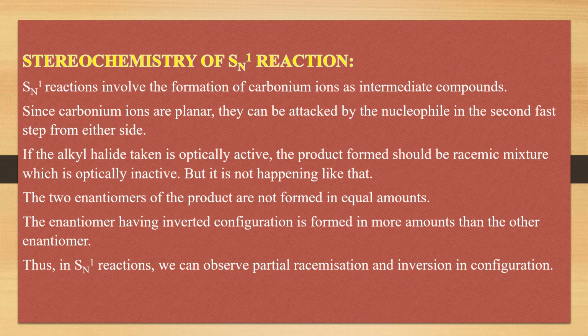We have learned that SN1 reactions involve the formation of carbonium ions as intermediate compounds. I told you that SN1 reactions proceed through two steps. The first step is the ionization step, which is the rate determining step or slow step, in which alkyl halide ionizes to give carbonium ion. That we have learned in the previous class. So that's what I have written here: SN1 reactions involve formation of carbonium ion as intermediate compounds.